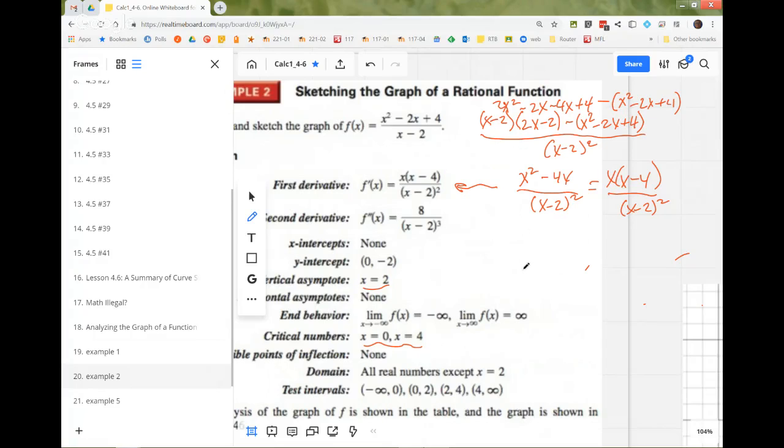Okay, so anyway, when they did the second derivative, again, there's a bunch of simplification that has to take place, but you wind up with this. You can see, when will the second derivative be 0? It won't, because the numerator, 8, will never be 0, and hence, possible points of inflection: none. All that stuff becomes visible when you put those in factored form.